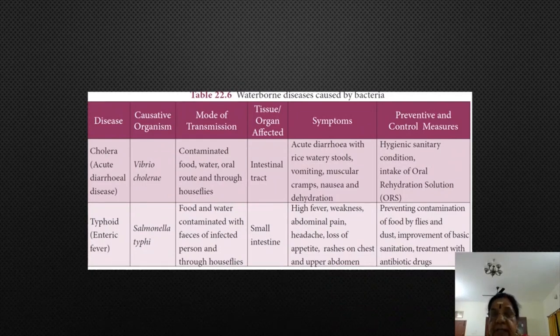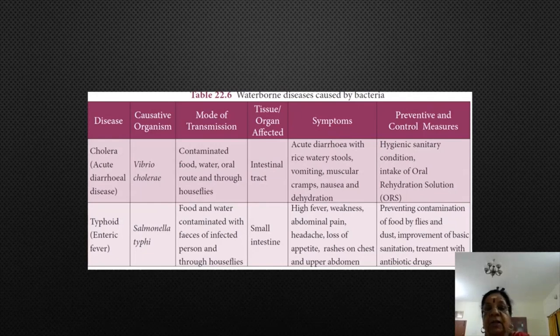In the tabular column, that is airborne disease caused by virus and bacteria, waterborne disease caused by virus and bacteria. You should learn this table. Okay, in our textbook it is just mentioned about the diseases, but you should know the disease, causative organism, mode of transmission, tissue or the organ affected, symptom and prevention. I hope you could follow this.